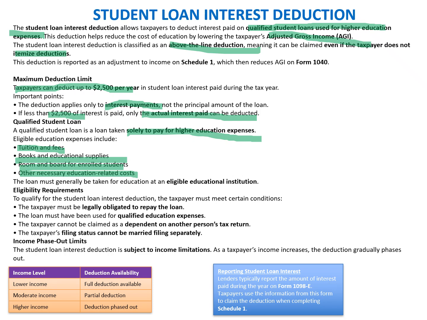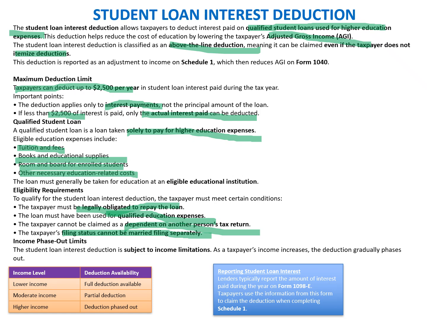To qualify for the student loan interest deduction, the taxpayer must meet the following conditions. The taxpayer must be legally obligated to repay the loan. The loan must have been used for qualified education expenses. The taxpayer cannot be claimed as a dependent on another person's return, and the filing status cannot be married filing separately. So these are the limits or conditions that must be adhered to while claiming the deduction for the interest on the student loan.